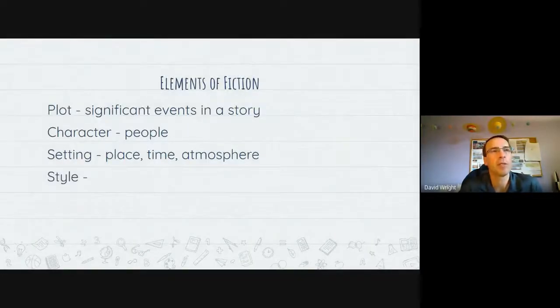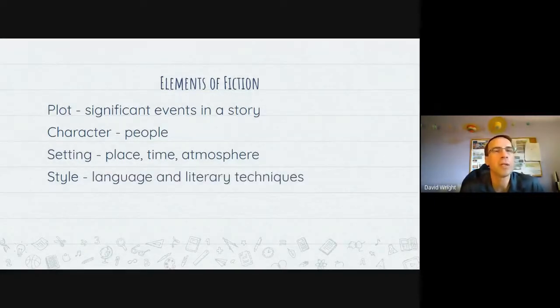The fourth element of fiction is style. Now, this is kind of a nebulous word, but we're going to use a whole bunch of other words to help us define what style of writing truly is. But we're going to say for now that this is the language and literary techniques that the author uses to write his story. The way I tell a story might be entirely different from the way you tell a story. Could be the same story, but we just tell it differently. That difference is called style.